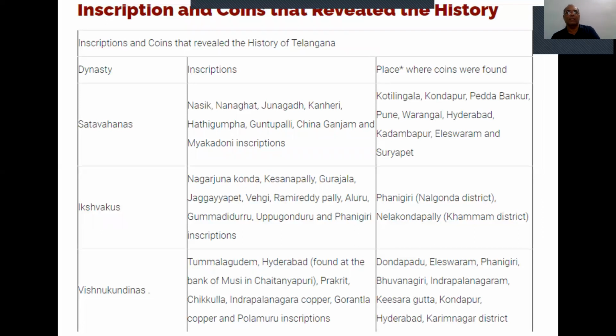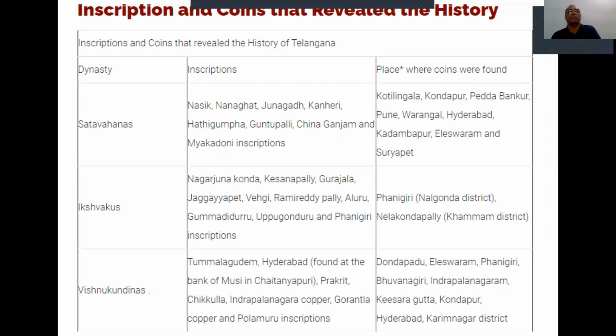And these Vishnukundins, again, you have them available in Tummalagudem, Hyderabad. The inscriptions are on the banks of the Musi in Chaitanyapuri, and the Prakrit Chikula, Indrapalanagar copper, Gorantala copper, and Palamuru inscriptions. You can also find that the metal in which the inscriptions were made is mentioned in this table, and coins were also available at Dondapadu, Eleshwaram, Panigiri, Bhuvanagiri, Indrapalanagaram, Kisaragutta, Kondapur, Hyderabad, and Karimnagar district.